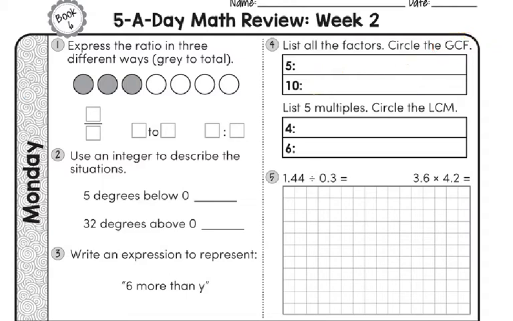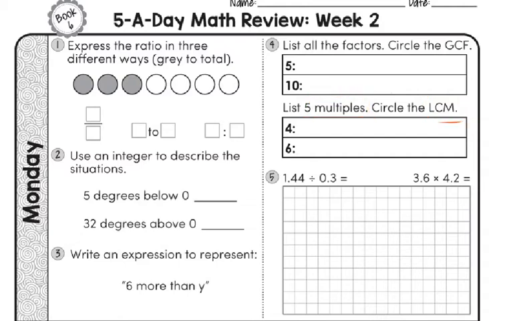The second part of this question is list 5 multiples and circle the LCM. So multiples, if I were to say the multiples of 2, I would say 2, 4, 6, 8. When you list the multiples, you're going to list 5 of them, and then you're going to circle the least, the smallest number that appears on both lists.